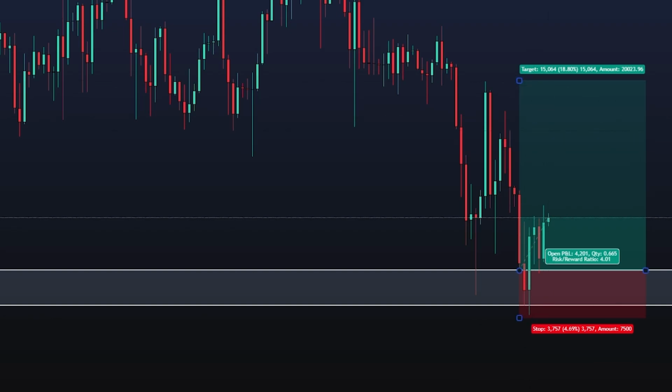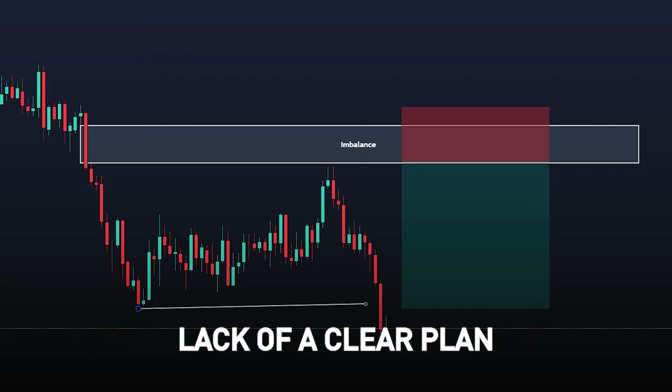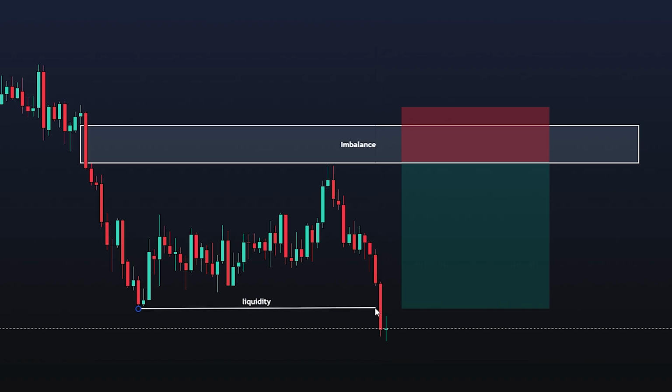The third mistake is not having a clear plan. Many traders enter a trade without knowing where they will exit. They either hold the position too long, losing profit, or exit too early, fearing pullbacks. To avoid this, determine take profit in advance. It can be the nearest liquidity zone, support, or resistance level.